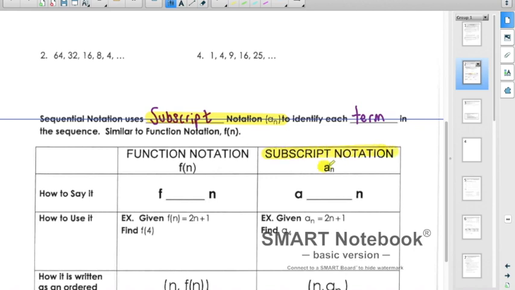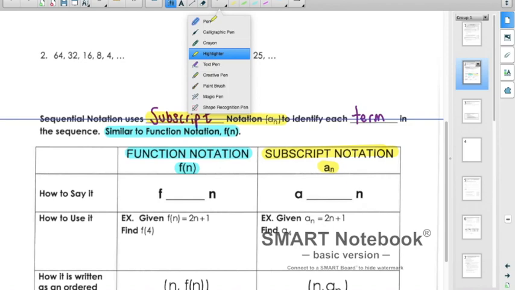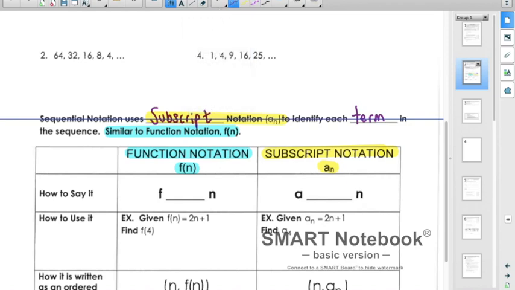Okay, and it's very similar to function notation, which we should know how to read. Function notation, if I see f with n here, recall that it's just saying f of n. Okay. So how to say it? You would say f of n. How to use function notation.